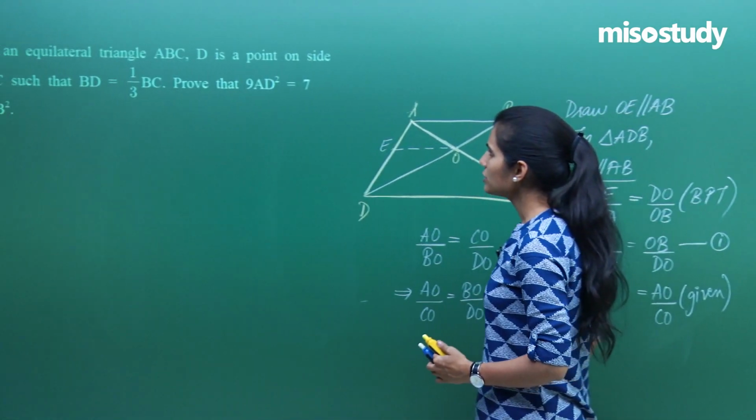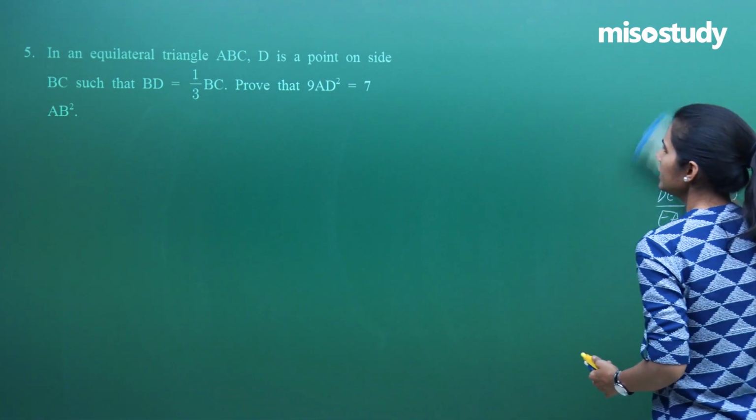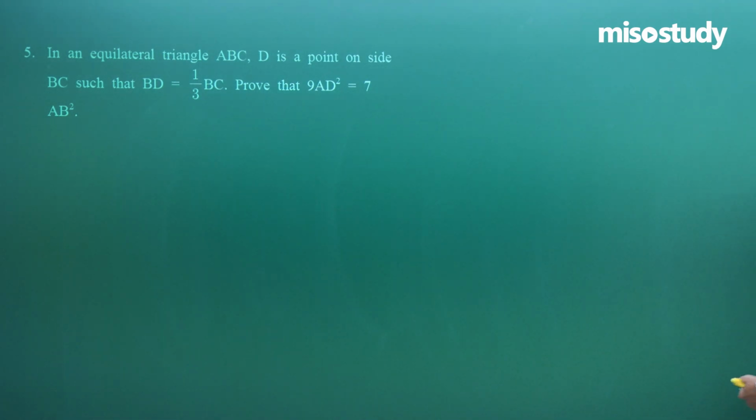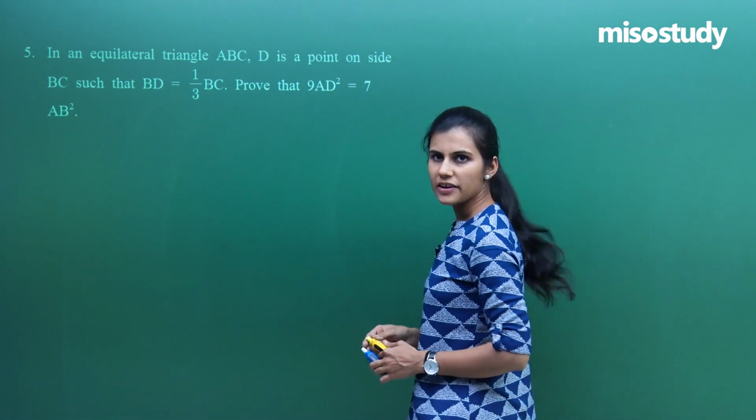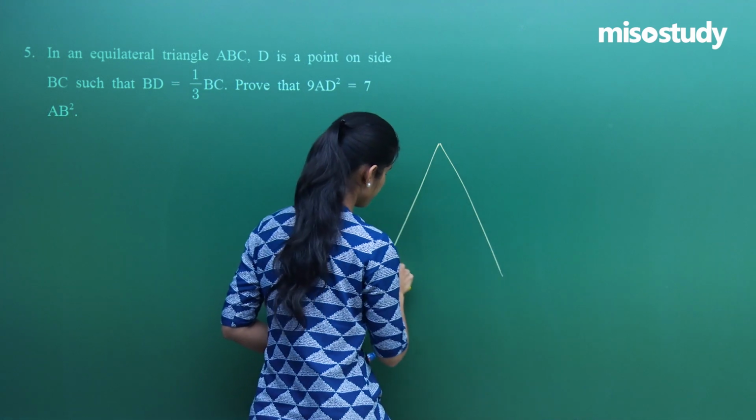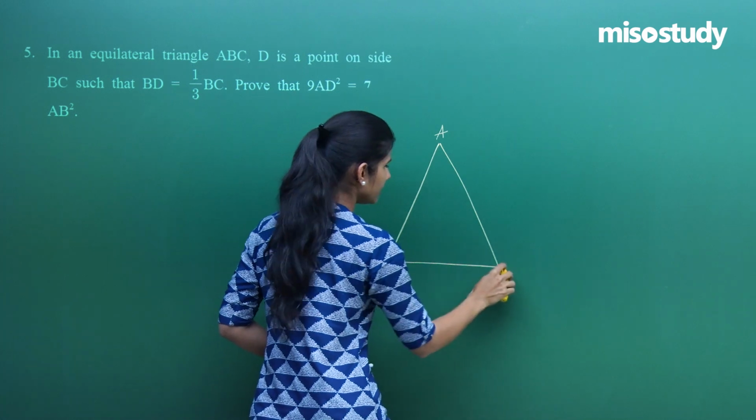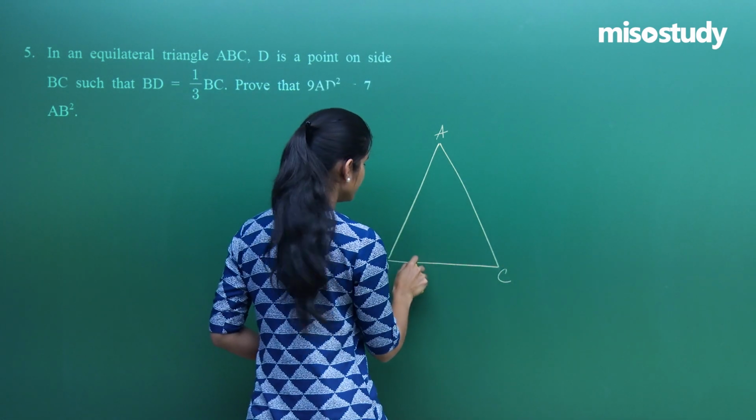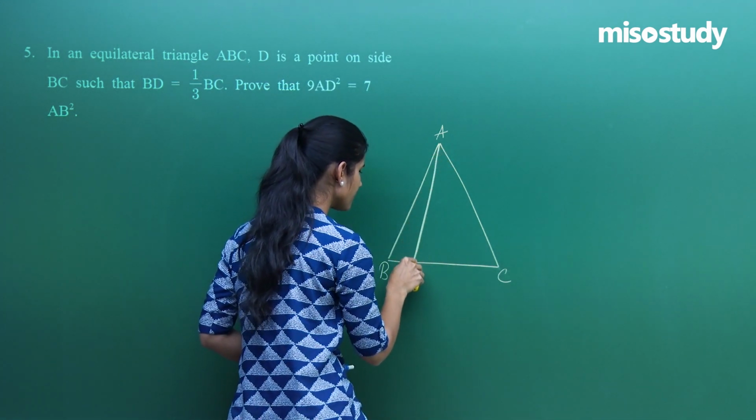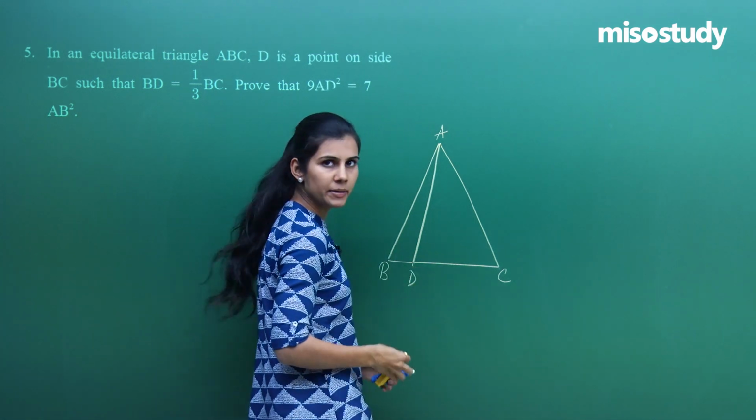Okay? Moving to the next question we have, in an equilateral triangle ABC, D is a point on side BC such that BD is 1/3 of BC. We have to show that 9AD square is 7AB square. Let's try to understand the situation. So this is A, B, C. D is a point such that BD is 1/3 of this complete BC.